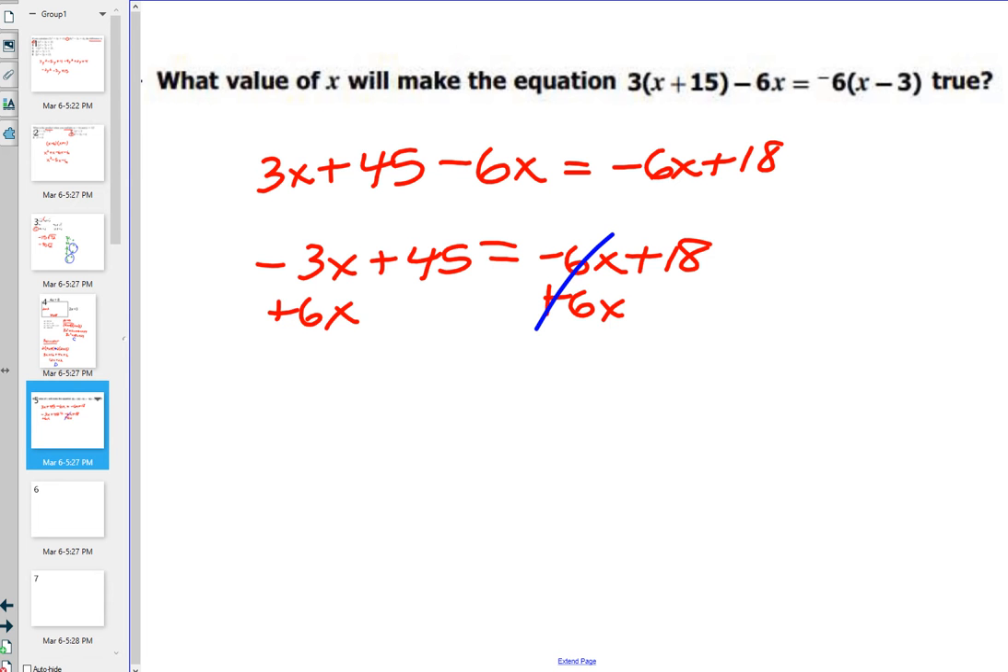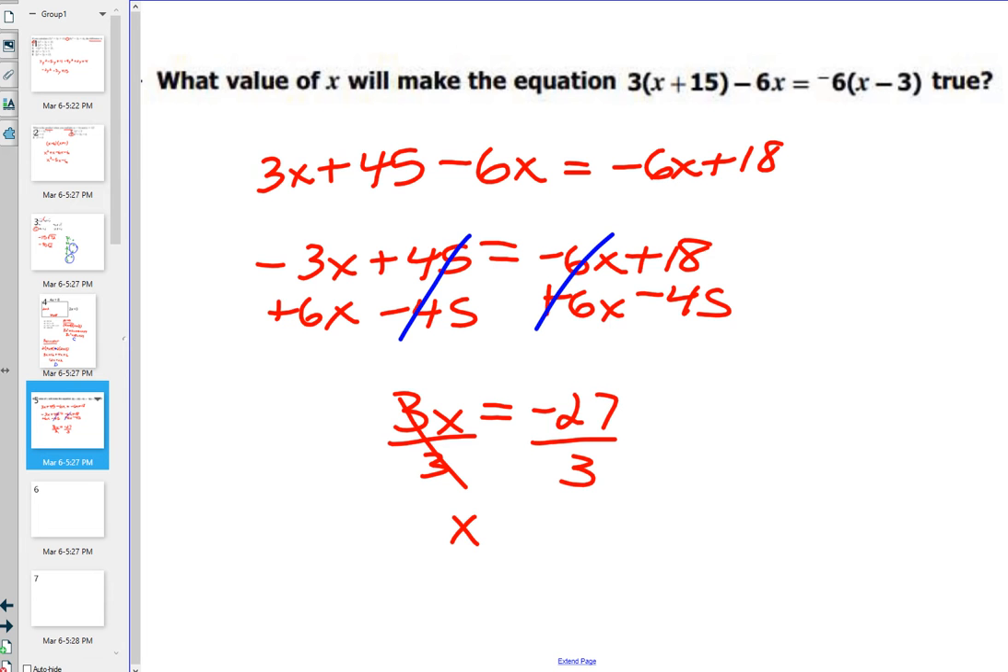If all the x's come to the left, then you've got to get rid of the 45. So minus 45, minus 45. So we get now positive 3x is equal to negative 27. Divide by negative 3. This was one of those free response questions. So that's my solution, but how did I tell you to enter that into Google Forms? Yeah, just put the negative 9.